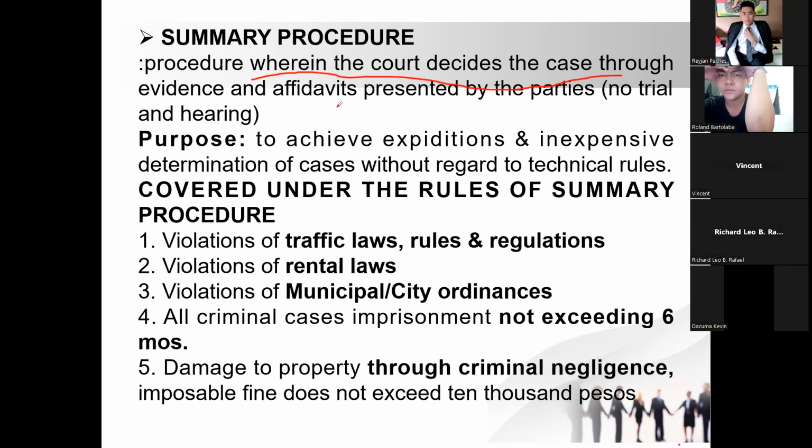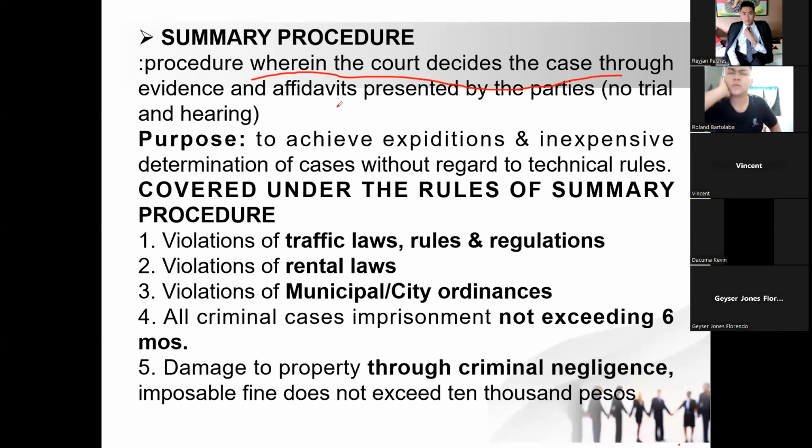Ang covered ng tinatawag natin na summary procedure class, ito yung mga covered nito. Number 1, kapag nakaviolate ka ng traffic rules, regulations, or traffic laws, or any rules under the traffic, pwede yan papasok ngayon sa tinatawag natin na summary procedure.